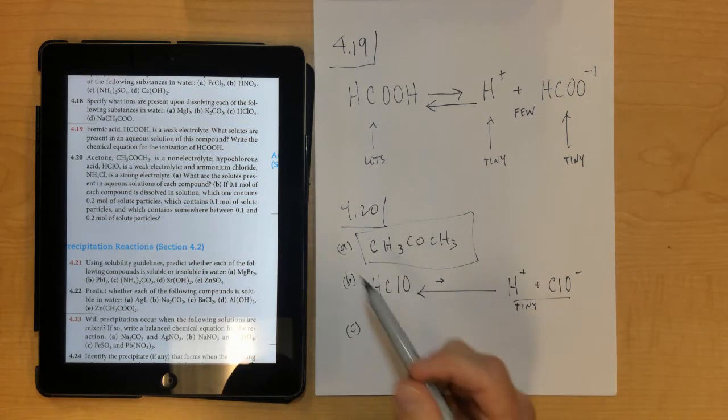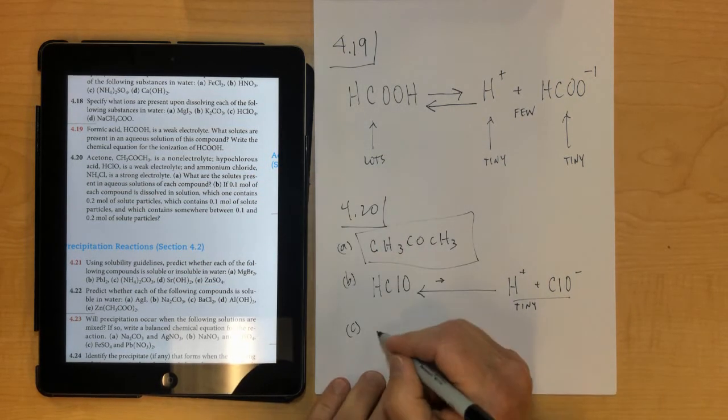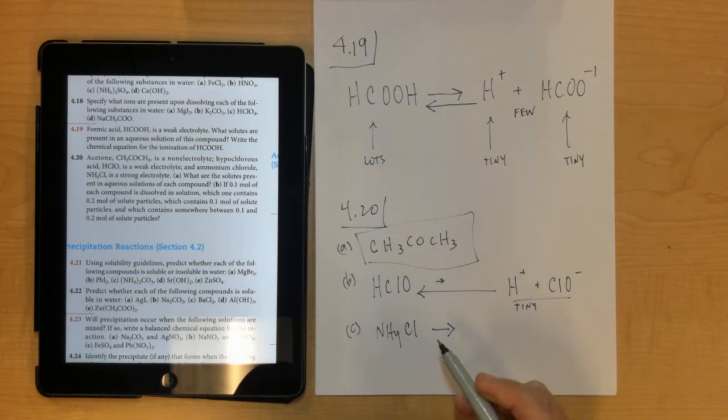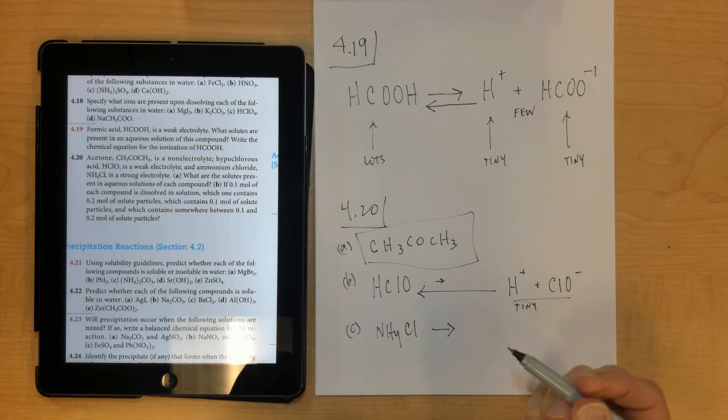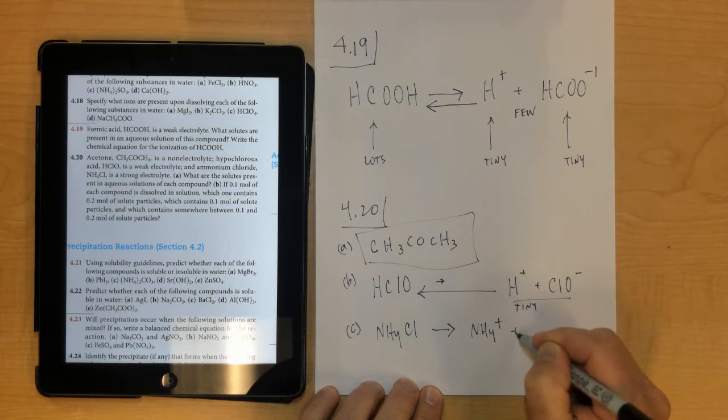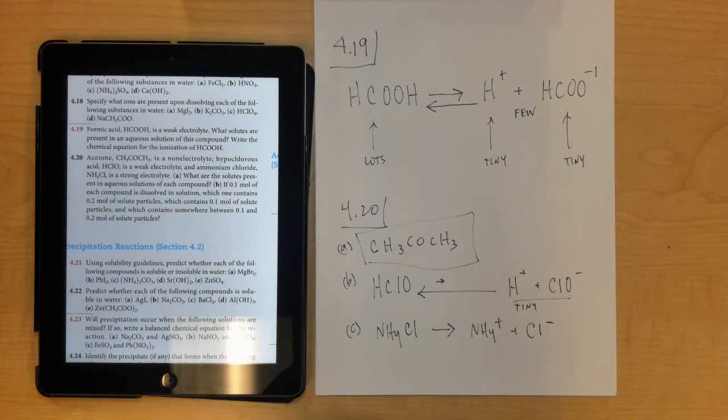Letter C, on the other hand, a strong electrolyte, NH4Cl, would completely dissociate. It's a strong electrolyte, and so you'd end up with NH4+ and Cl- in this one. Lots and lots of these.